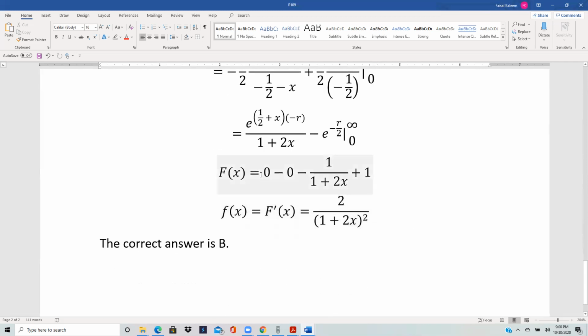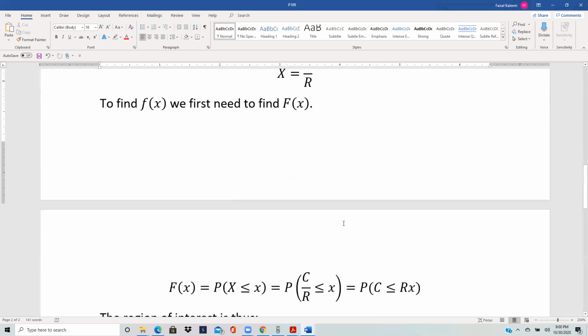I don't need to rewrite it, because that's not the answer I want. I want the little f. So this was the big F, and the little f is the derivative. Only this term is non-constant, the others are 0, since the derivative of 1 is 0. This one can be written as 1 plus 2x to the power negative 1. When you use the power rule and the chain rule, you end up getting 2 over (1 plus 2x) squared. And that is choice B.